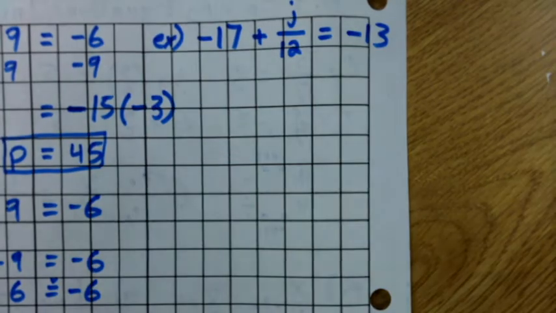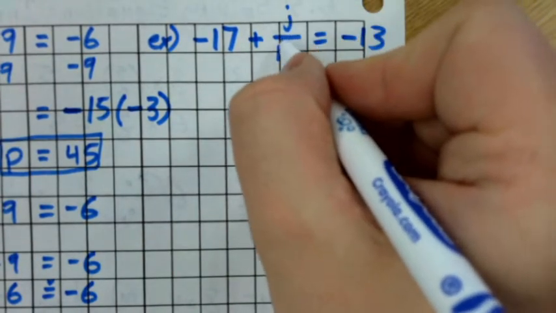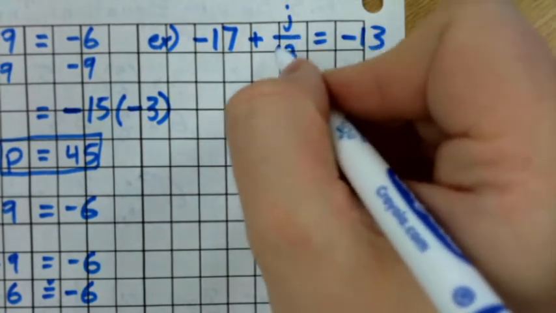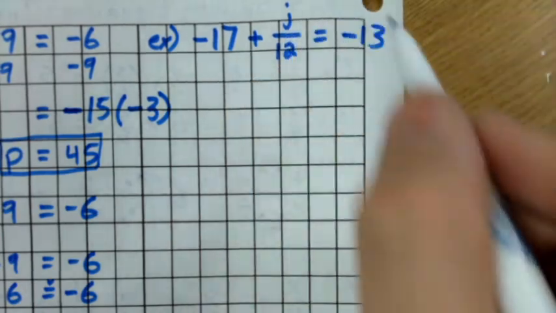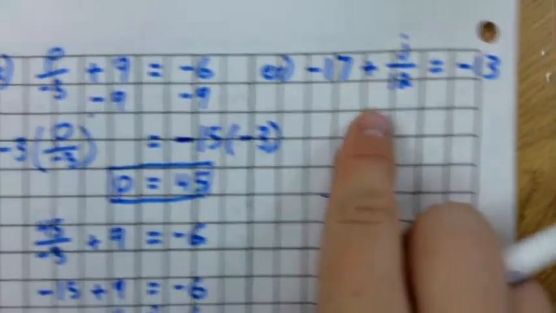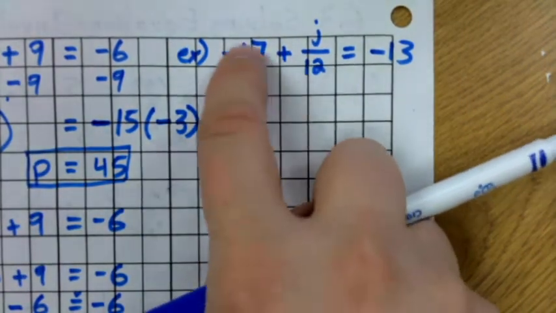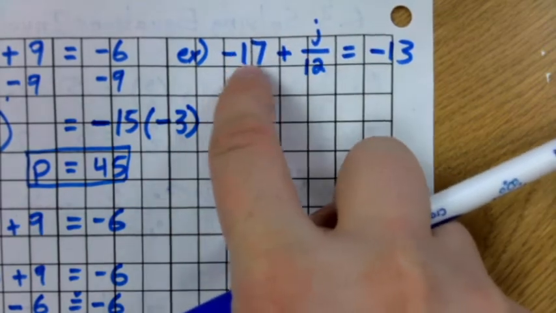Let's follow the same procedure here. Okay, we have our variable here, j, with a divide by 12. But now I've kind of flipped these, right? Usually we're used to our variable coming first, but in this case, our variable is actually second. Well, doesn't matter. Still, this thing that is with it is what we want to get rid of.